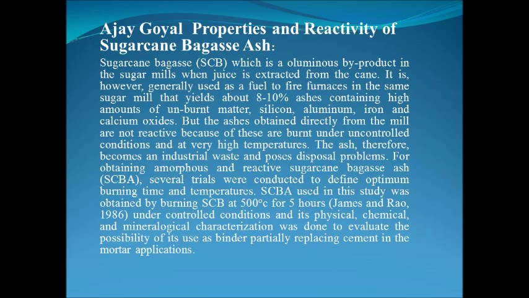Property and reactivity of sugarcane bagasse ash. Sugarcane bagasse ash is an aluminous byproduct in the sugar mill when juice is extracted from the cane. He also describes how sugarcane bagasse ash can be used as a replacement in cement and concrete. It attains the property by burning it at 500 degrees Celsius for 5 hours.